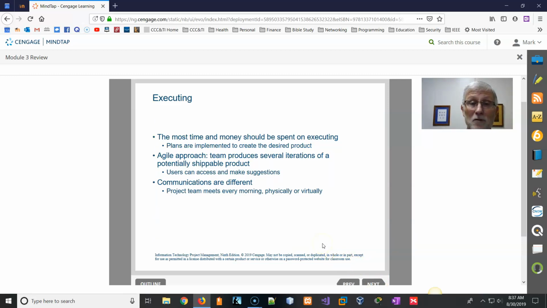Now, executing, most time and money is spent executing projects. In the Agile approach, teams produce several iterations, each one having a potentially shippable product. So it's keeping in mind that I'm just building a bunch of small little prototypes, or at least small little products, that each one could be released. And of course, communications, on an Agile side, I'm meeting every morning. I'm meeting every day, and usually what I do is have a stand-up. It'd be 15 minutes. I don't want anybody sitting down, getting comfortable. Get in, talk about what needs to be done, what's working, what's not working, and then move on.